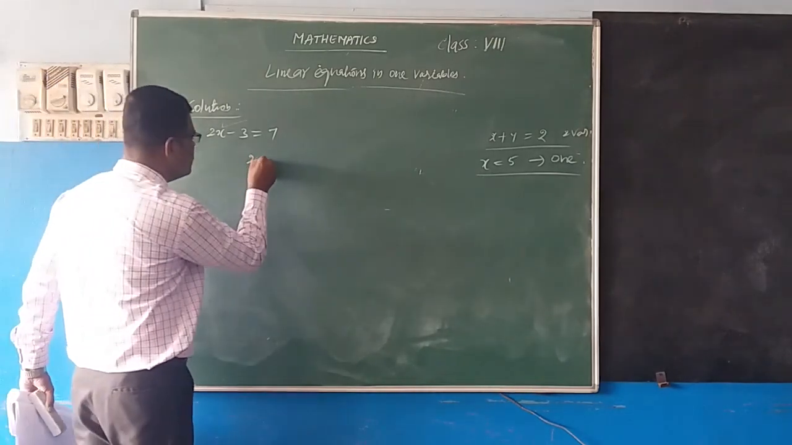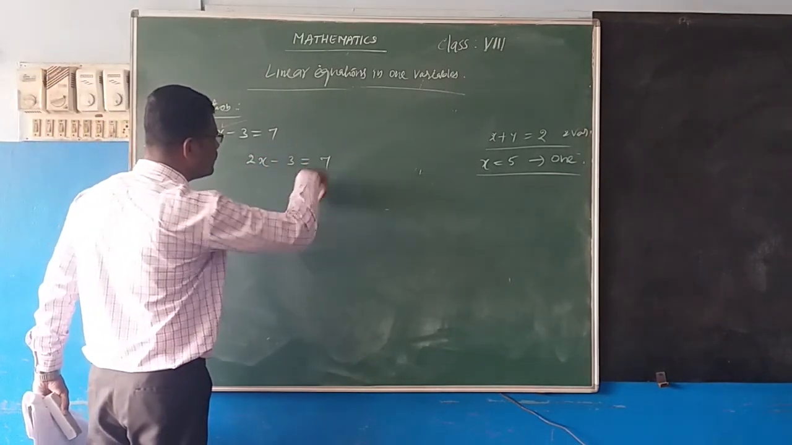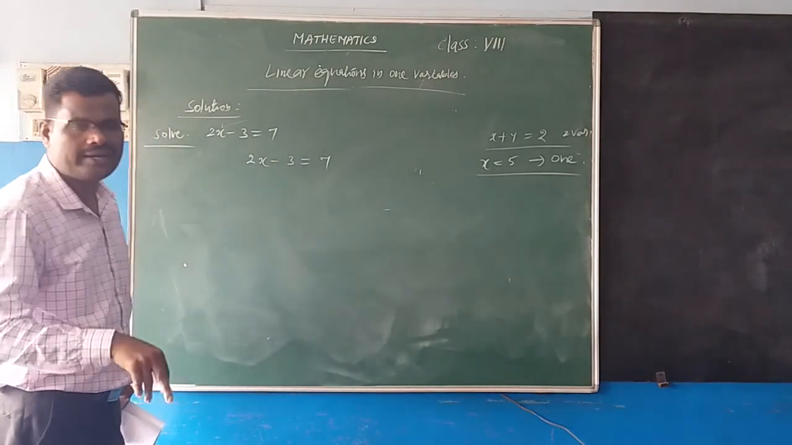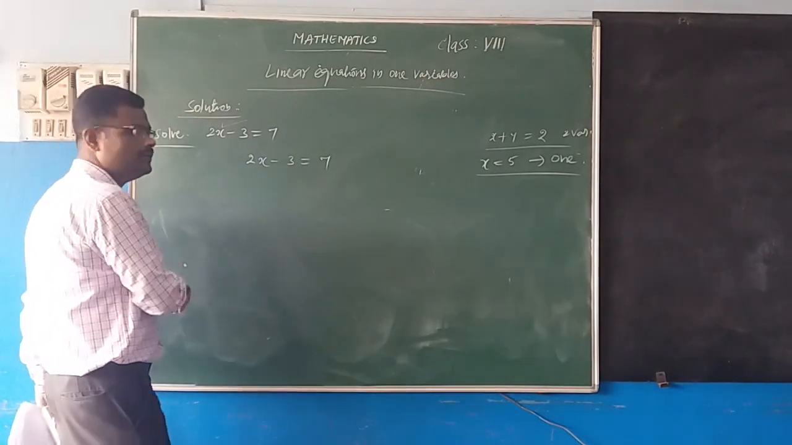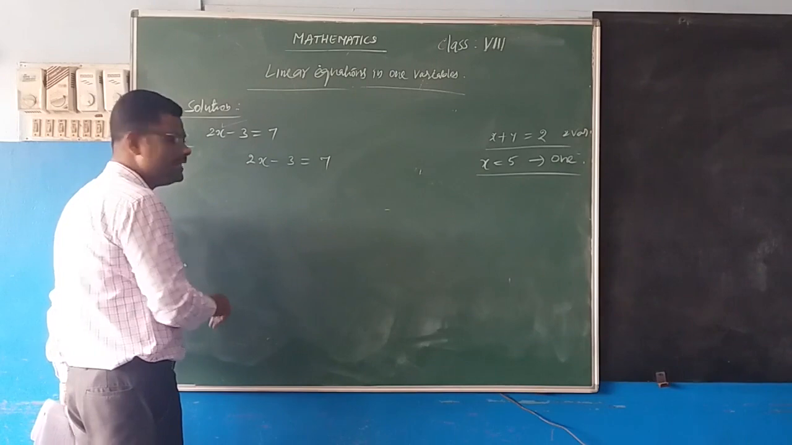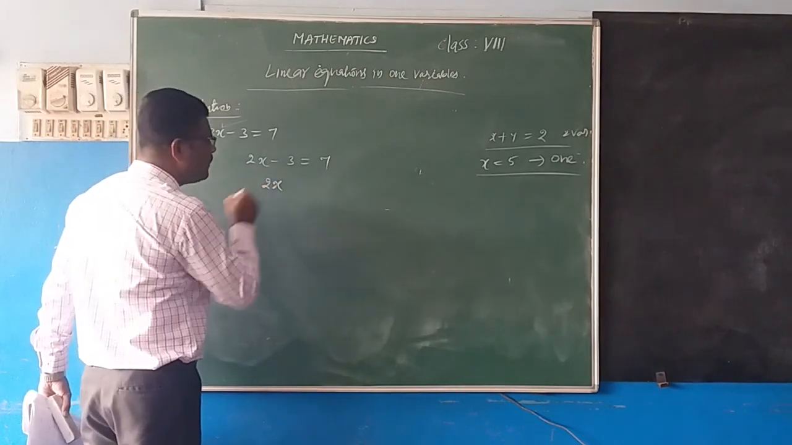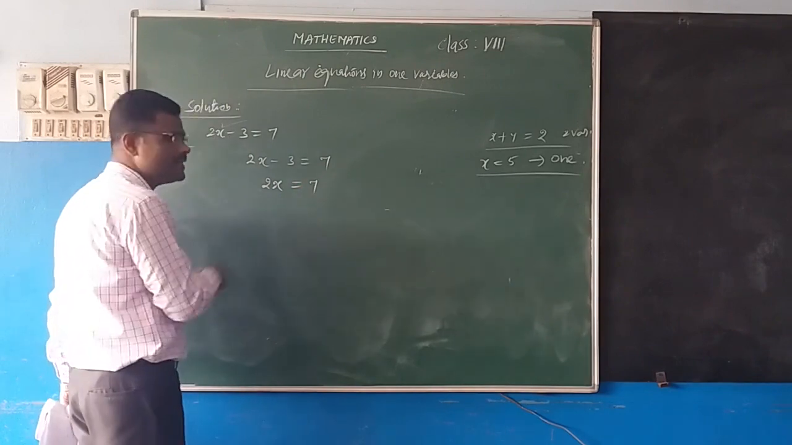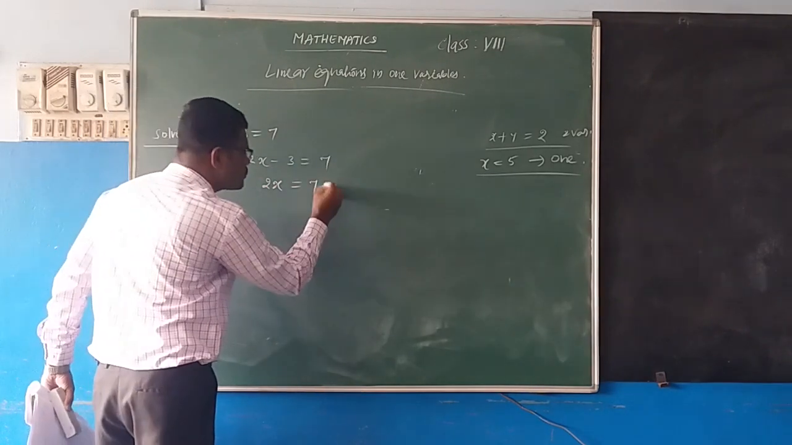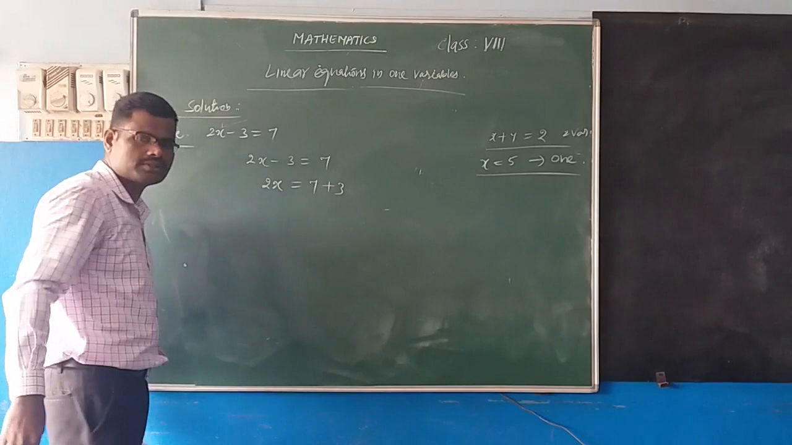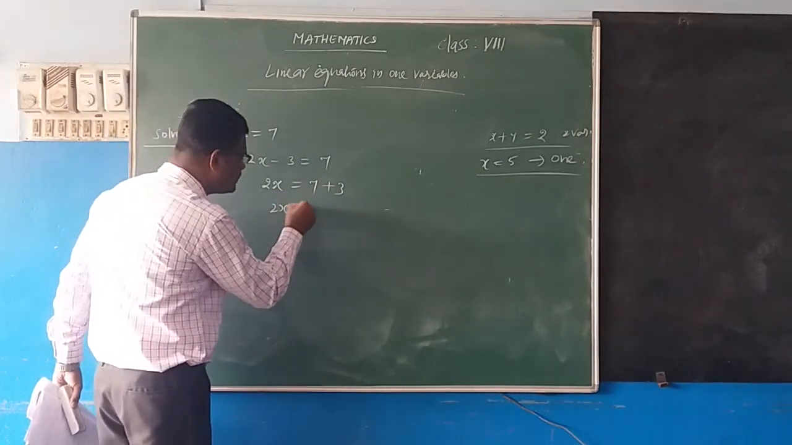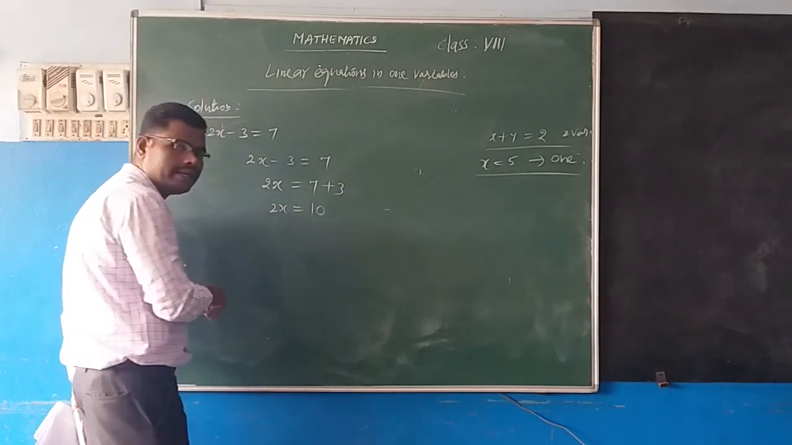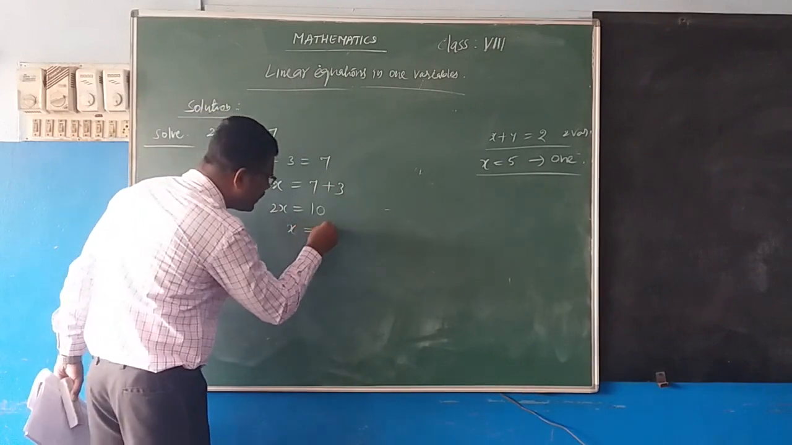So the given equation is 2x minus 3 is equal to 7. We need to find the value of x here. So 2x you keep as it is. Equal sign as it is. 7 as it is. Minus 3 you transpose. When it goes to that side, it becomes plus. So 2x is equal to 7 plus 3, which is 10. So 2x is equal to 10.